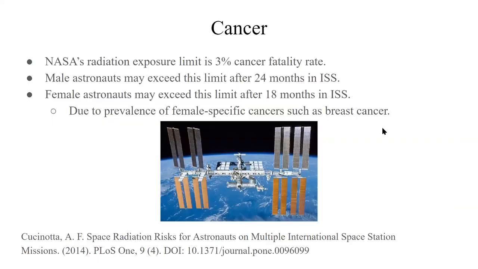Okay, so cancer is a big concern, and NASA have set a limit of how great a risk an astronaut can have of developing cancer as a result of their radiation exposure. And that limit is 3%. And studies have shown that male astronauts will exceed this within 24 months of just being in low Earth orbit, and female astronauts will exceed it in 18 months. And this is because females have a lot more cancers that are female specific, such as breast cancer and ovarian cancer. So in a trip to Mars, which would take longer and have a higher radiation dose, this would definitely be exceeded in that mission. So there's a lot of medical technology that needs to be developed before this can be safe.